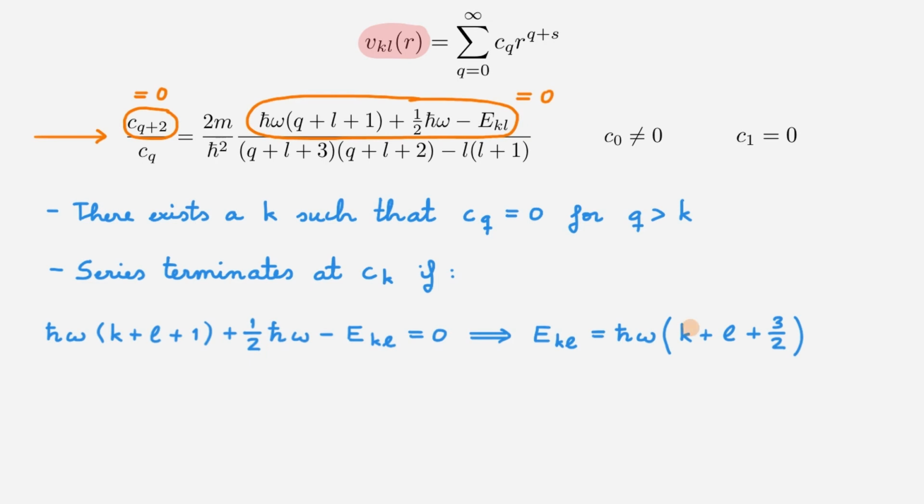And remember that the label k here can only take non-negative even integer values, while the label L here can only take non-negative integer values. So, by insisting that the series must be finite, we have now come to a key result. The energy of the 3D isotropic quantum harmonic oscillator is quantized, and the energy levels are given by this expression. An important feature of these eigenvalues is that they are highly degenerate, and we explore more about this in the companion video, so don't forget to check it out.